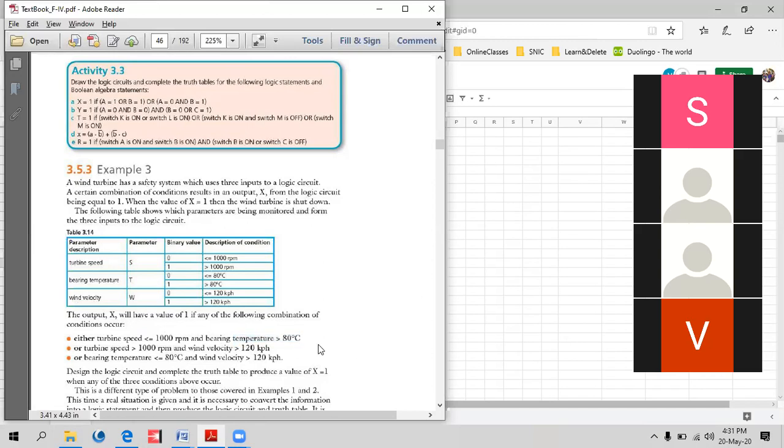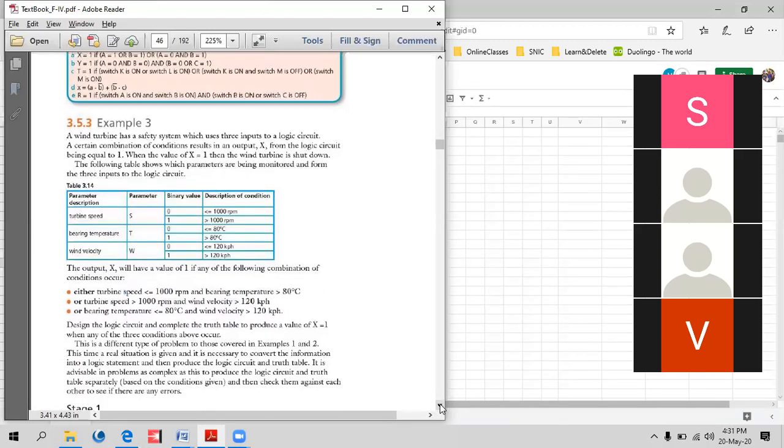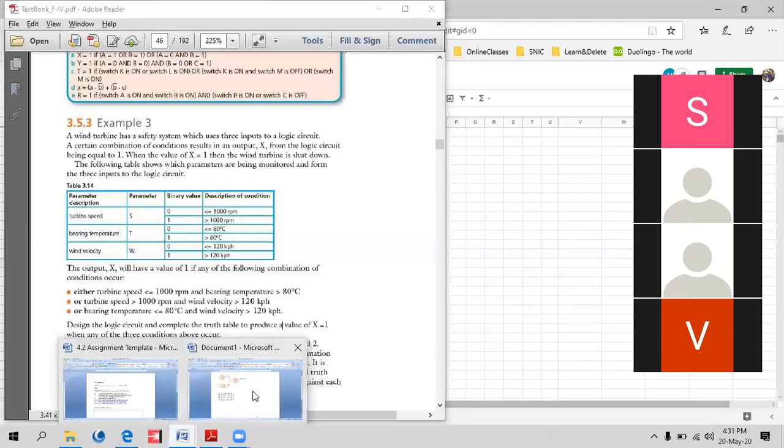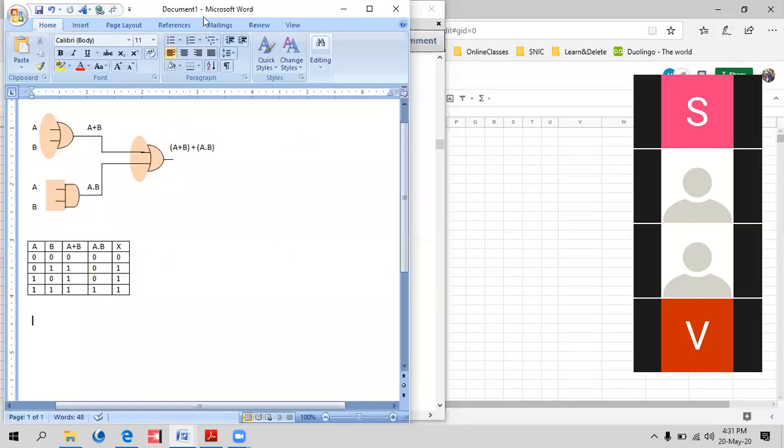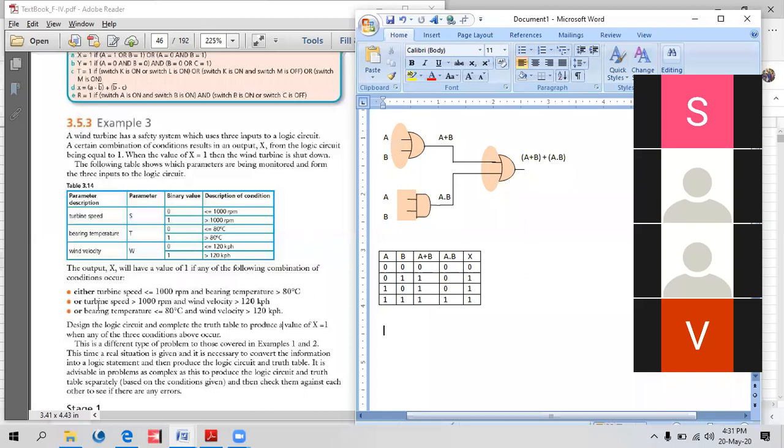There is another condition which can turn off the wind turbine. That is these two conditions. Then there is a third one here. So can you do it? That's the question. We can start like this, by writing the Boolean algebra notation for this.